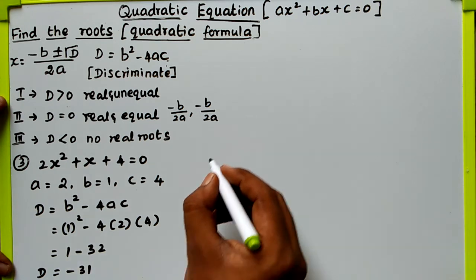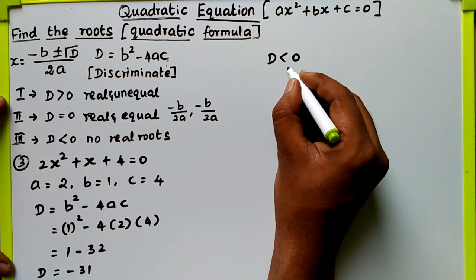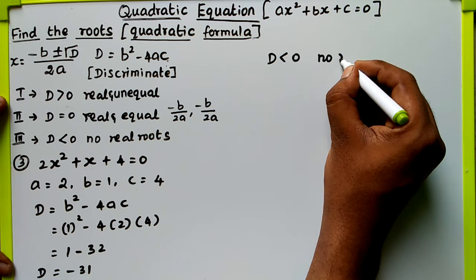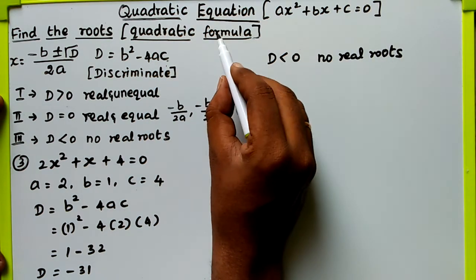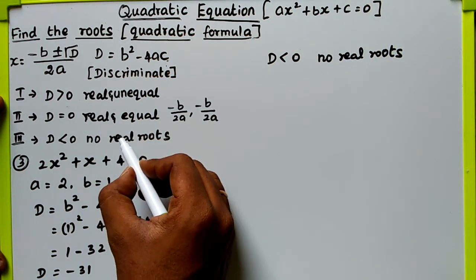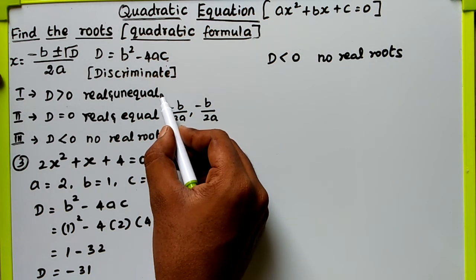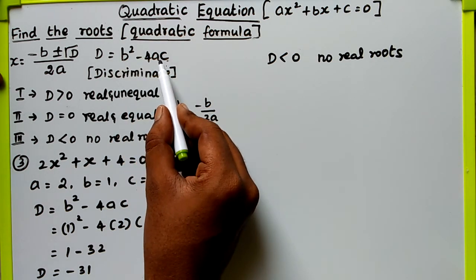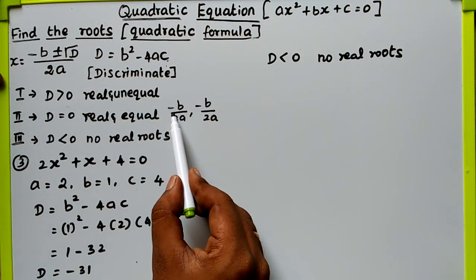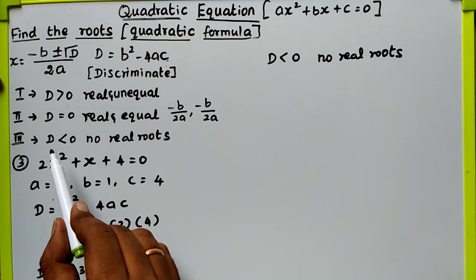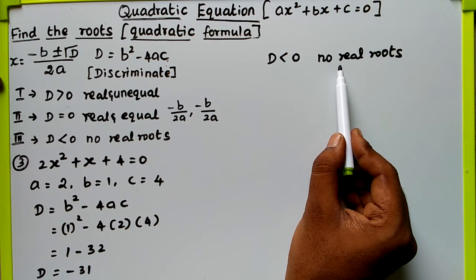So D is less than 0. We can write here no real roots. So in quadratic equation there are 3 cases, and for each case we have solved one sum. First, when D is greater than 0, we apply D in the formula. Second, when D is 0, we apply the formula minus b by 2a, minus b by 2a. When D is less than 0, negative, we can write directly no real roots.